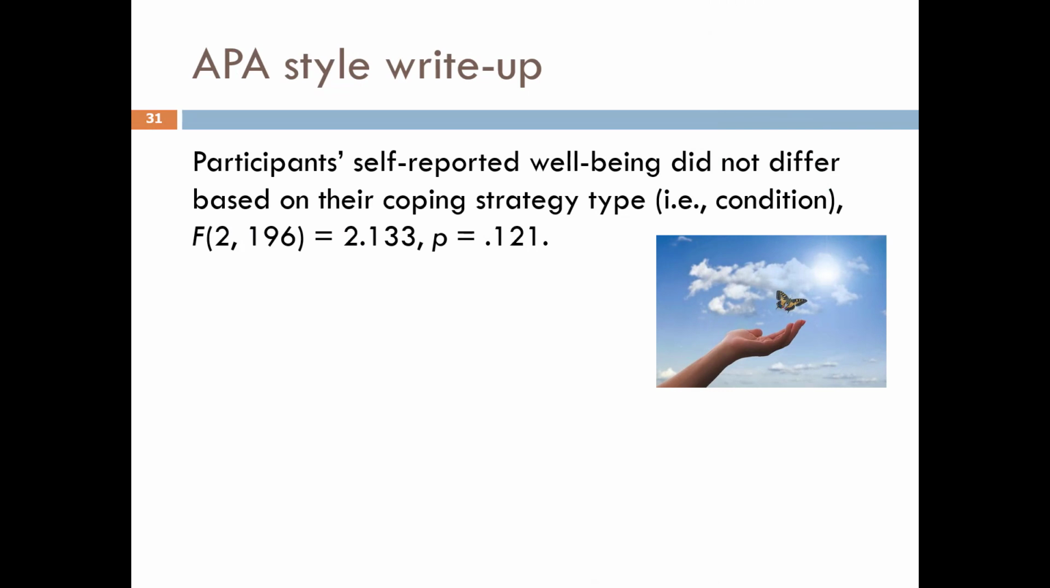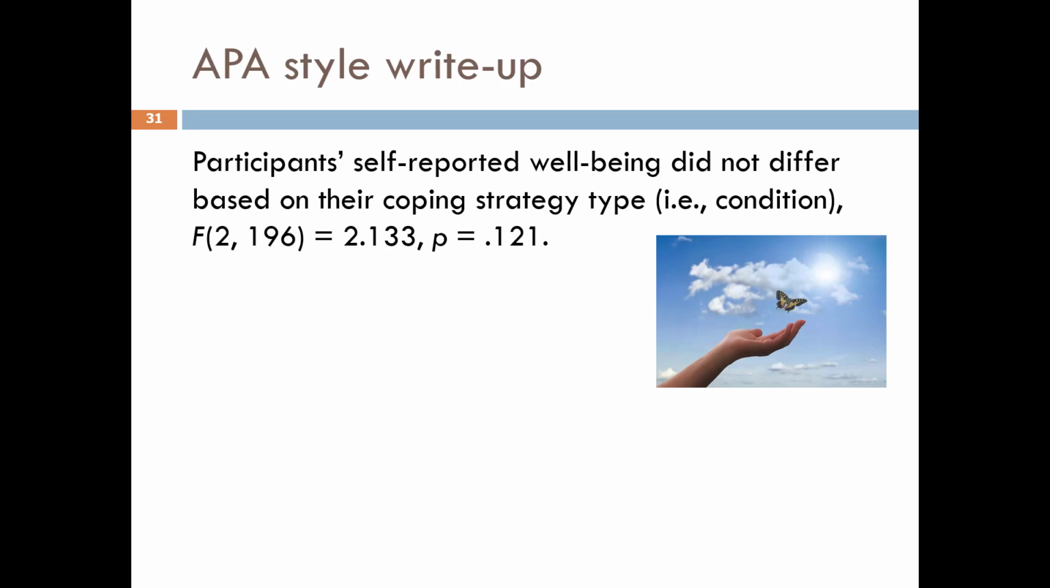All right, so let's talk about what your APA style write-up would look like. You already are familiar with how to write the F-statistic from the previous slides, and so you might just explain what you found. In this case, participants' self-reported well-being did not differ based on their condition. Then you can just put a comma after your sentence and append the F-statistic write-up like this.